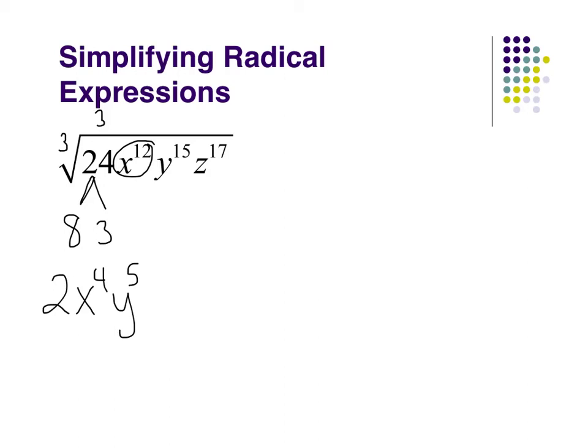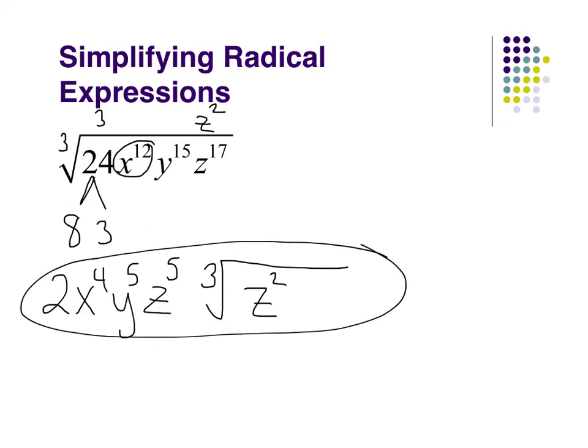And then lastly, z to the 17th. Well, z to the 17th, I'm going to be able to get 5 groups of the z's out. But I'm going to have 2 z's left over, so I'm going to have z squared left inside the radical. Well, that's all I can take outside. Now I have the cube root of z squared. This is my final answer.